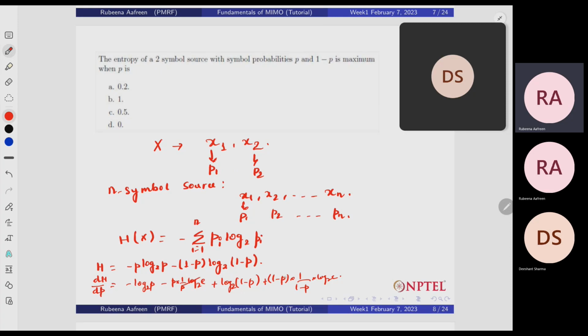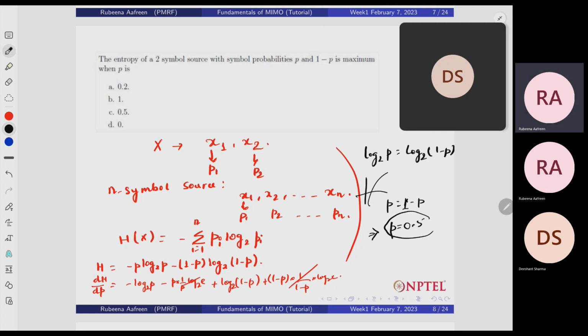So this and this will get cancelled basically. So what you will get is that log to the base 2 of p is equal to log to the base 2 of 1 minus p. And since log is an increasing function, we can directly write p equal to 1 minus p. So our entropy will be maximum when p is equal to 0.5. If you go and look at the textbook, the entropy curve is like this. So this attains its maxima at p equal to 0.5.